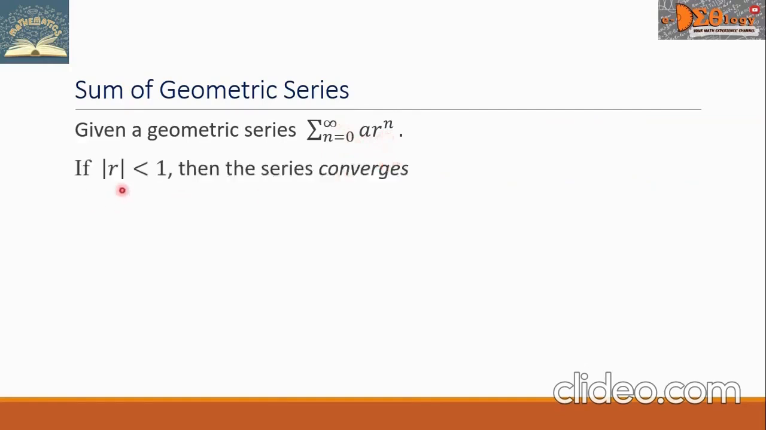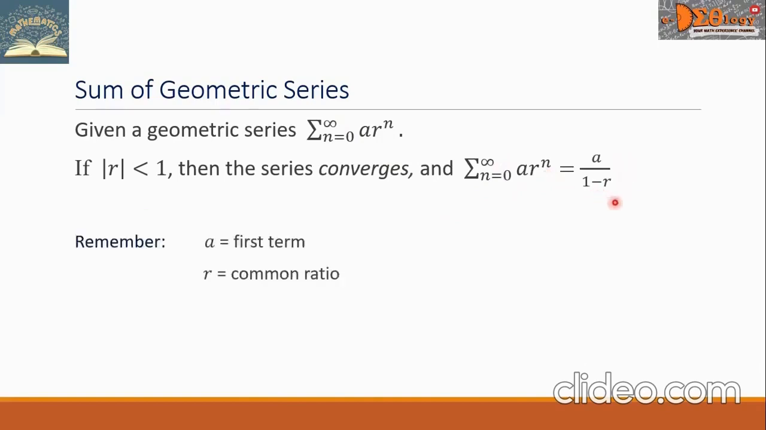If the absolute value of r, or the common ratio, is less than 1, then the series converges, and the summation from n equals 0 up to infinity of the function a times r raised to n equals a over 1 minus r. Remember, a is the first term and r is the common ratio.